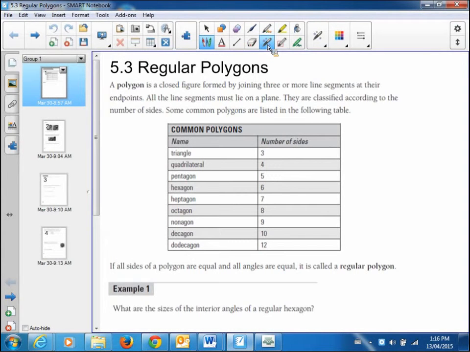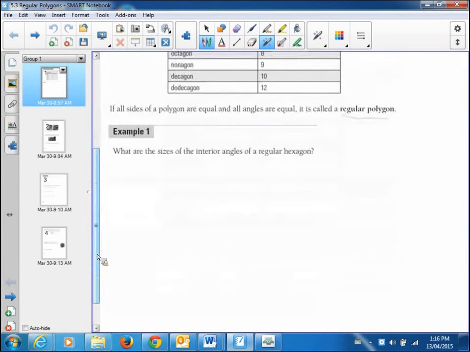Okay. Then, if all sides are equal and all angles are equal, it's called a regular polygon. Like a stop sign is a regular octagon. If they're mismatched sides, but there's still 8 of them, that's still an octagon.